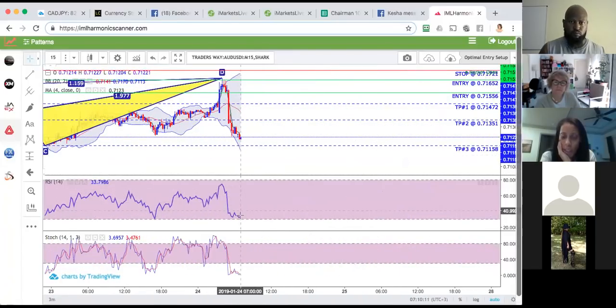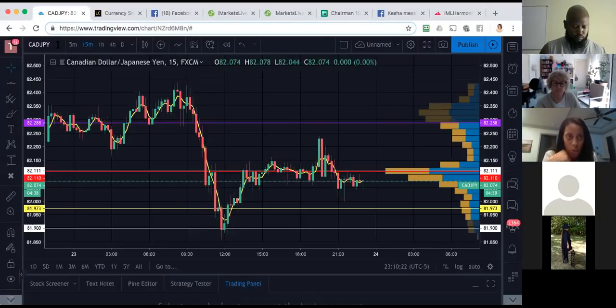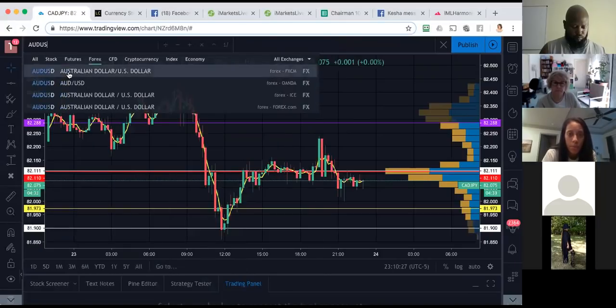All right. So this is not quite optimal entry yet, but you guys will get the point of what I'm saying. Because I can see it's coming, it's pulling up a little bit, and I kind of want to get this so I can show it to you. So let me go to AUD USD.